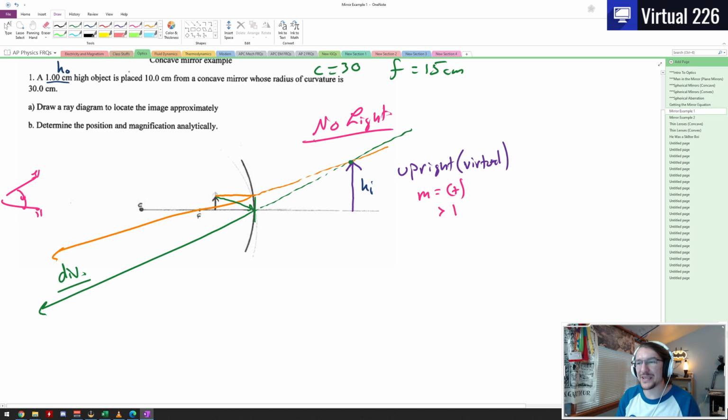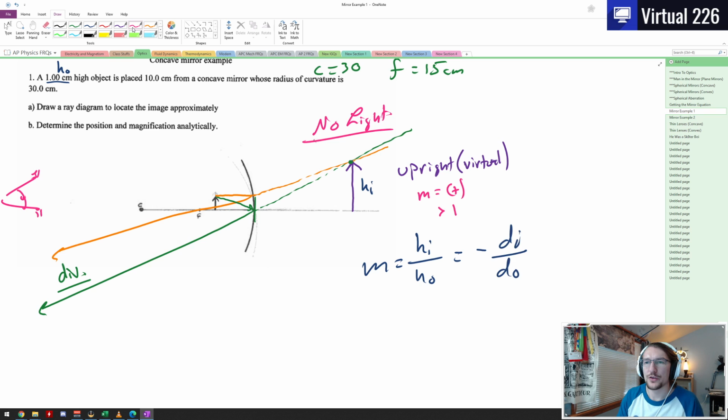But because of that, we can't immediately just say what the magnification is. We need a way to relate this to something. And if we recall in our magnification equation, we know that the image height over the object height is equal to the negative image distance over the object distance. So let's try to find our image distance here in order to get this to all work out.